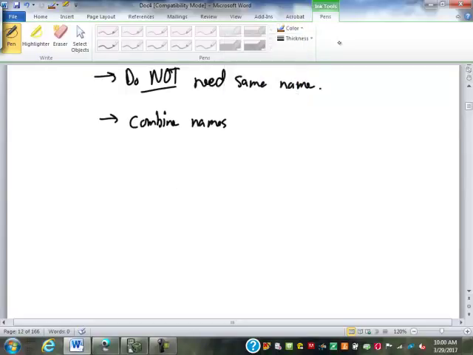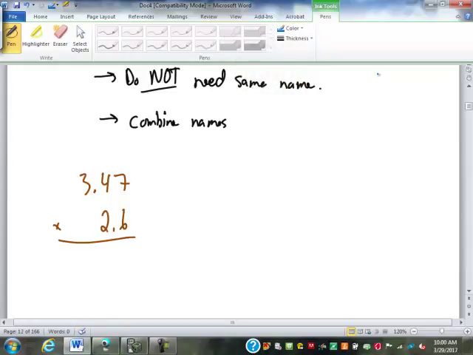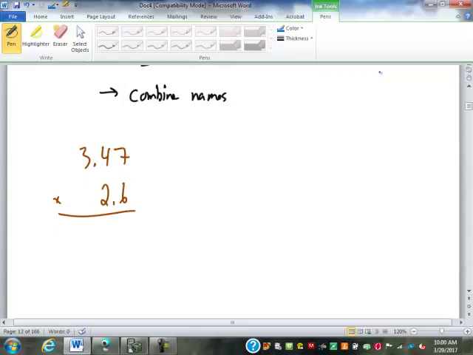So let's take a look at something like 3.47 times 2.6. I didn't line up the decimal points there. Does that matter? No. When I multiply, I don't need the same name. So that means I don't have to worry about lining up those decimal points. When I multiply now, I am going to completely ignore the decimals until the end.